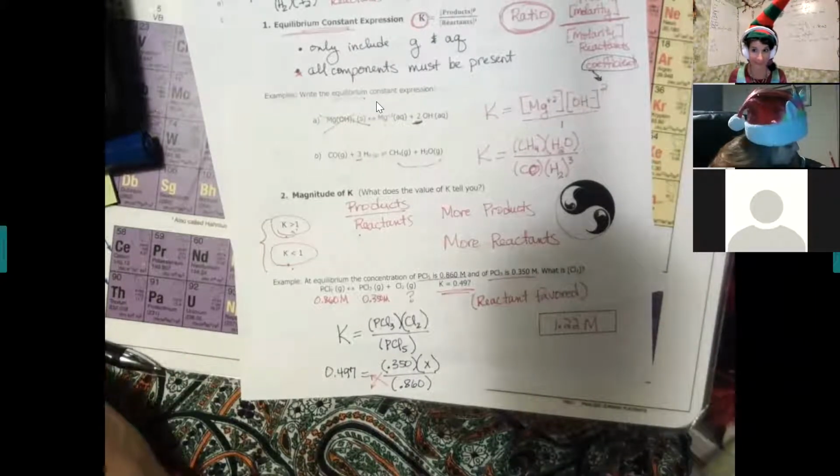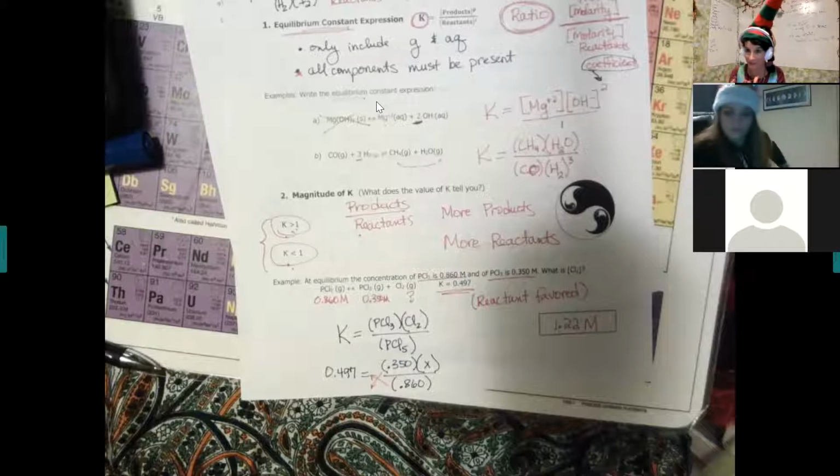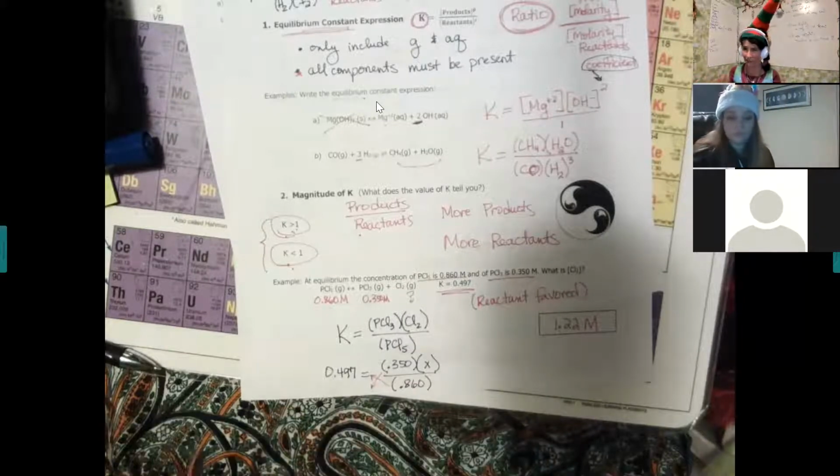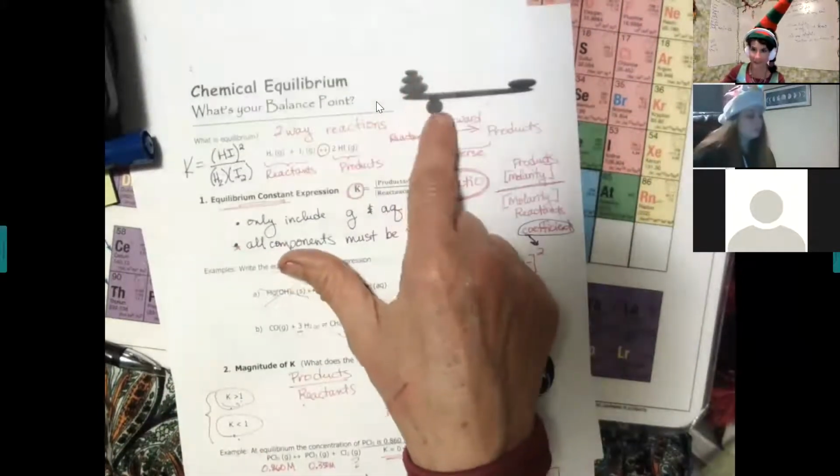So a perfect balance, some students would say, is 1. 1 would be where the reactants and products are exactly the same. That's not actually a perfect balance. Every equation has its perfect balance point, like this up here.